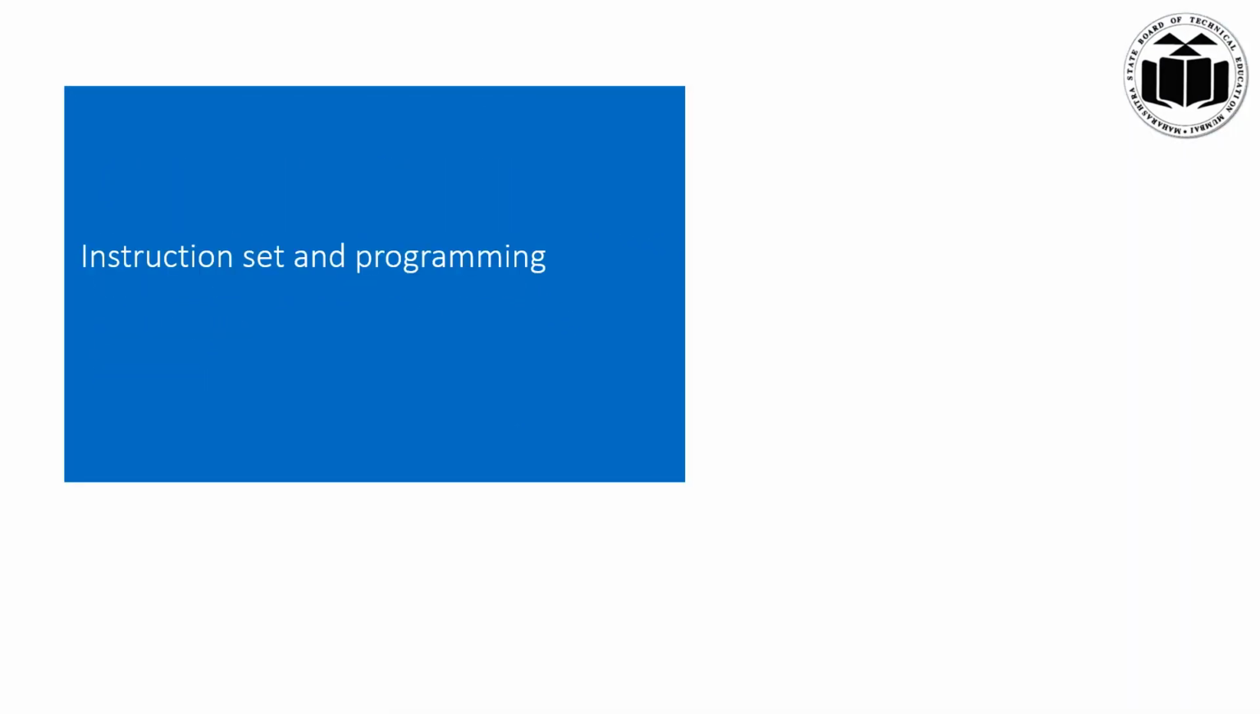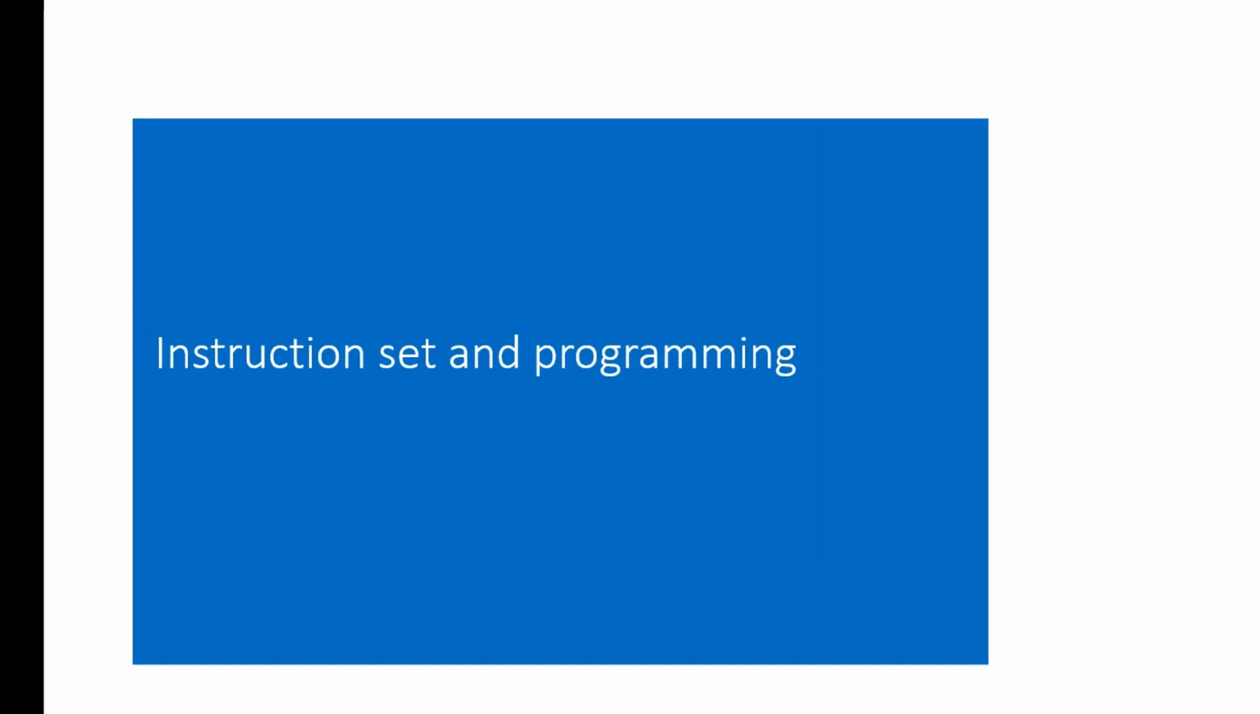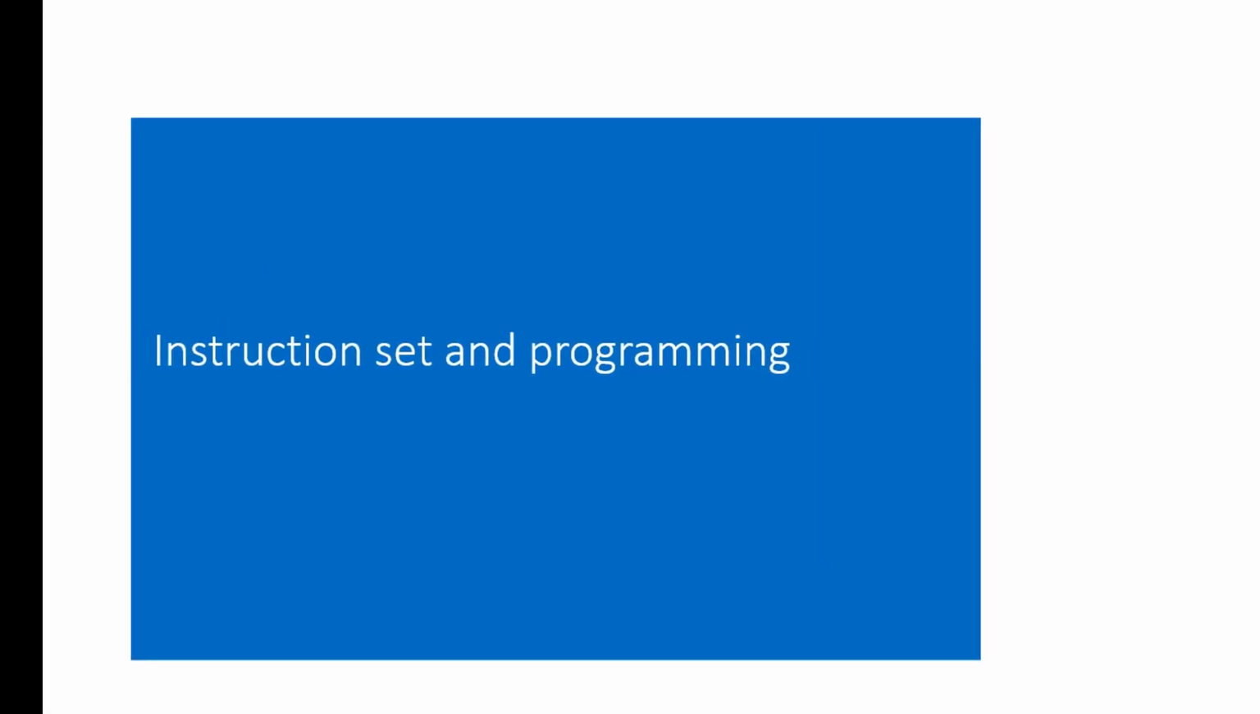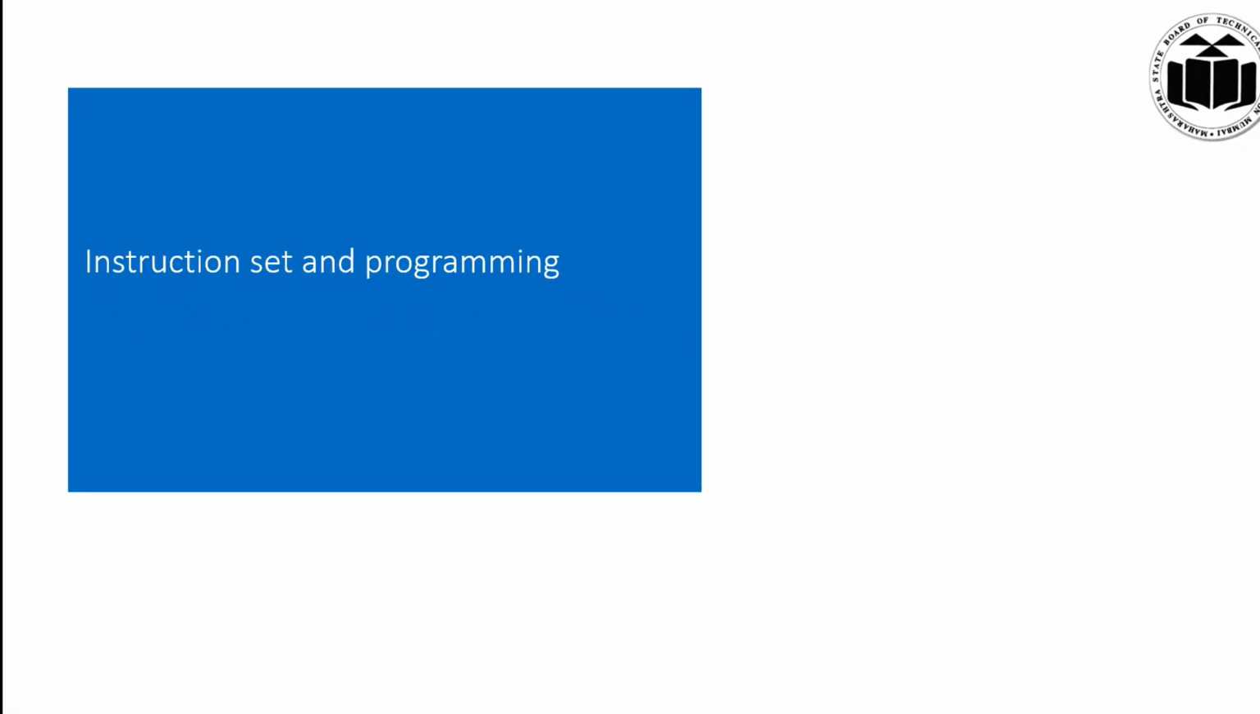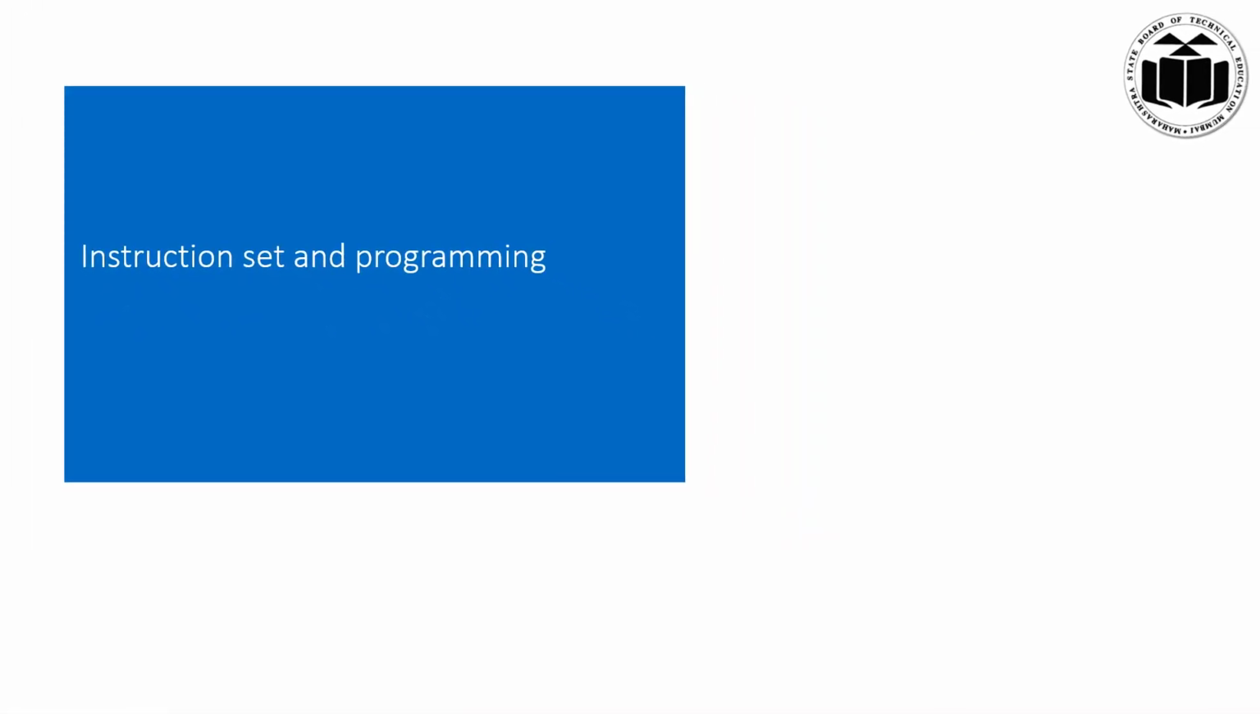In the previous lecture, we had learned about addressing modes of 8051 microcontroller. In that, we have discussed types of addressing modes: immediate addressing, register addressing, direct addressing, register indirect addressing, and index addressing. Today, we are going to discuss data transfer instructions from Unit 2, Instruction Set and Programming.